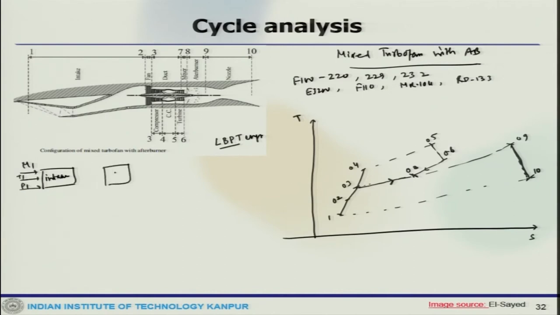From intake you go to fan where you have P02, T02, then you have M.AC which is cold, then you have fan pressure ratio pi f. Now from fan it goes to P03 and T03 which goes to compressor. Then there is a compressor pressure ratio, then from compressor you go to the combustion chamber, this gives you P04 and T04 where you inject M.F.